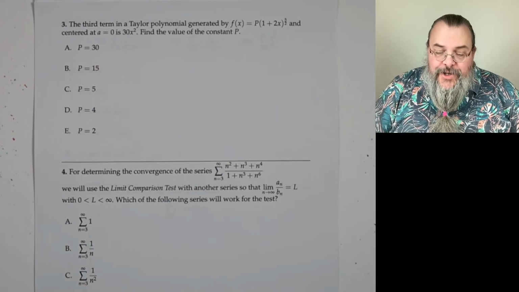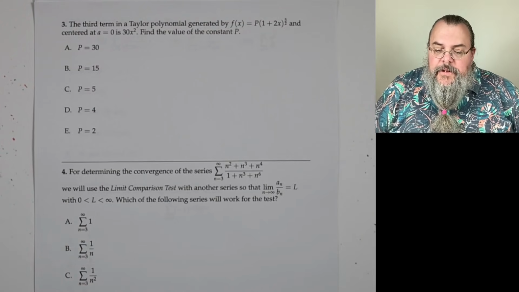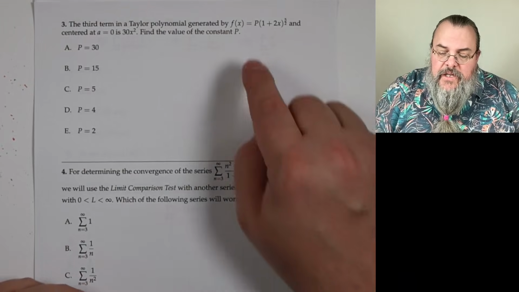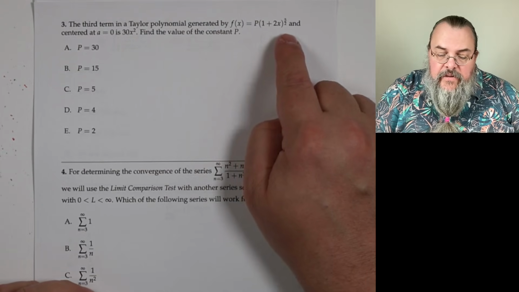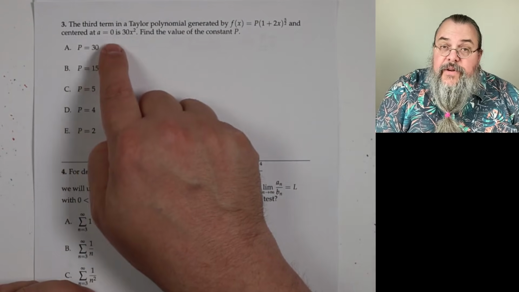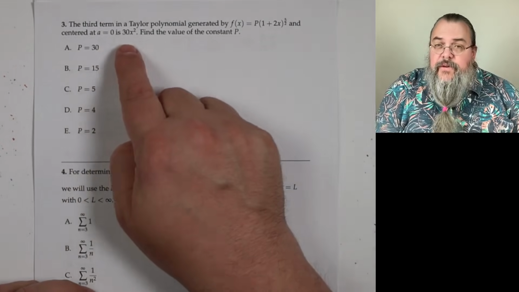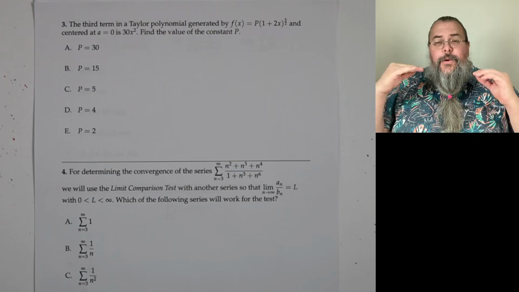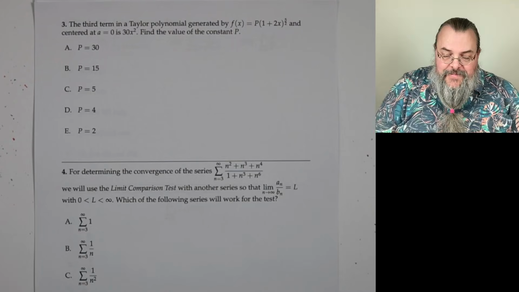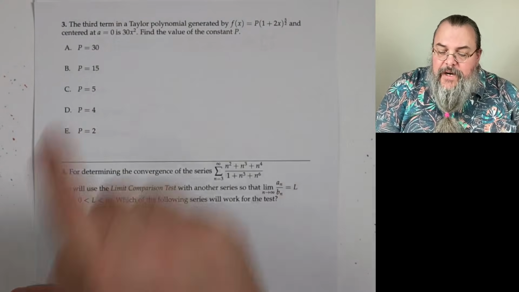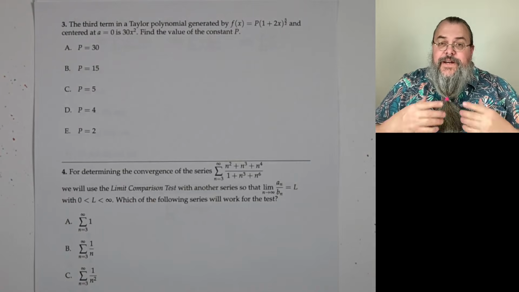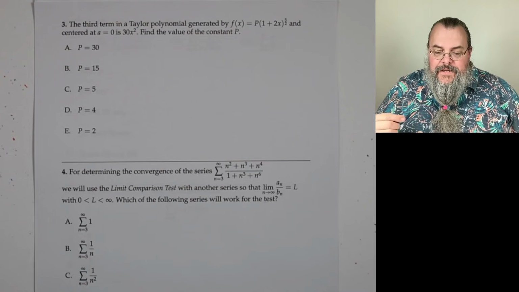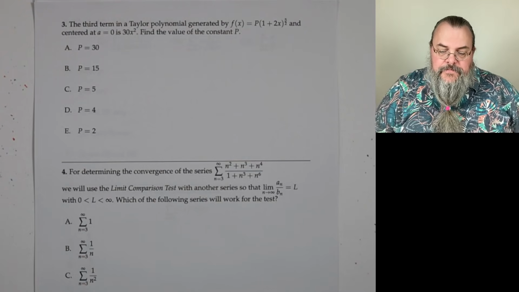The third term in a Taylor polynomial generated by the function f of x equals p times (1 plus 2x) to the 5 halves and centered at a equals 0 is 30x squared. So it's being very explicit by what it means by the third term. 30x squared. The question: find the value of the constant p. So where do we begin?